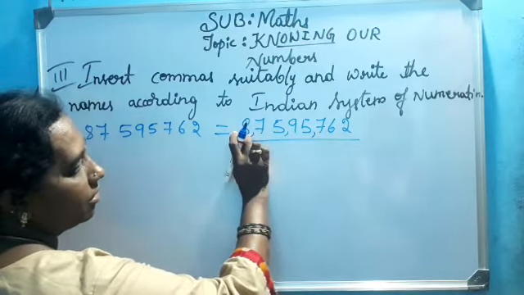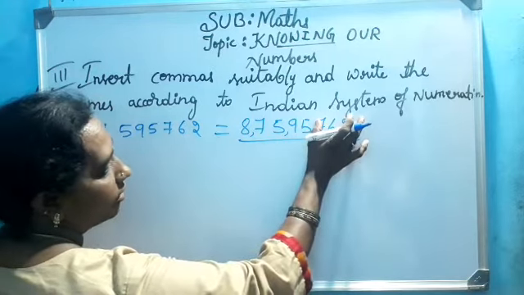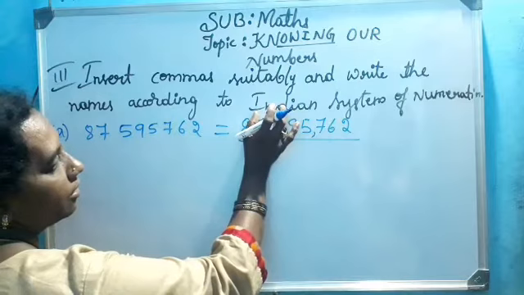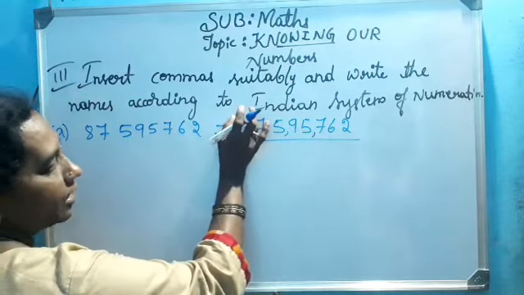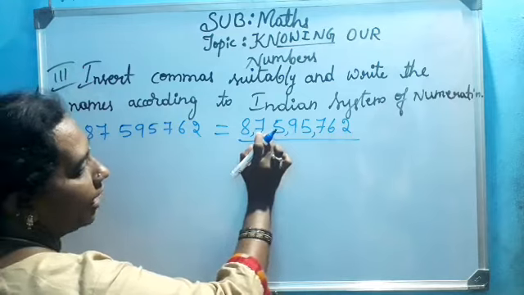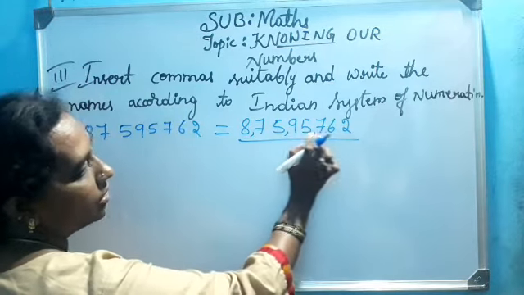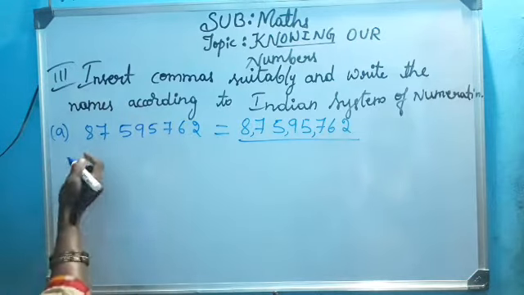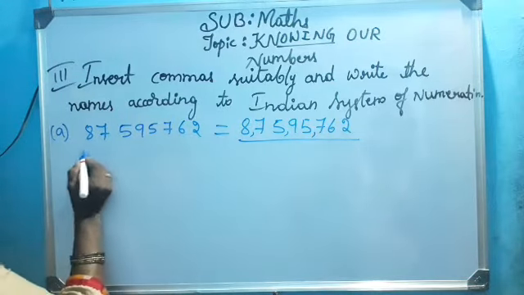Read this number, children. It is a hundred, ones group. It is a thousand group. It is a lakh group, and it is a crore. So 8 crore 75 lakh 95,762. So now you write the number in words.